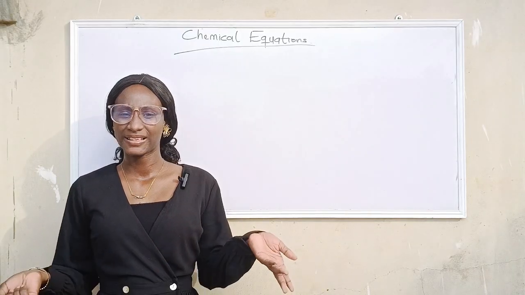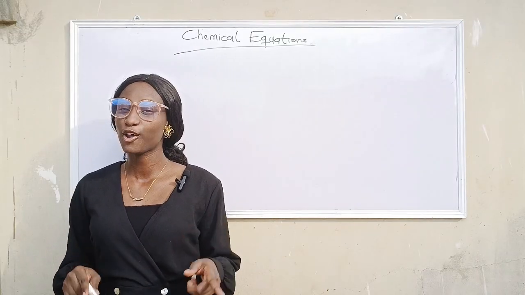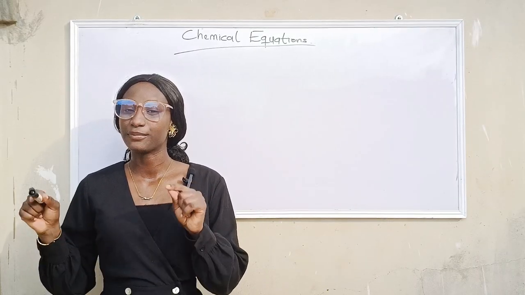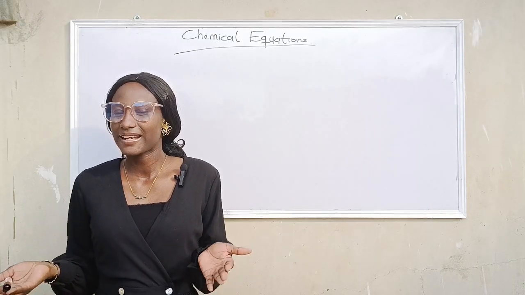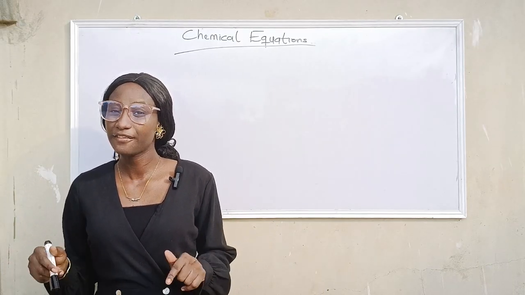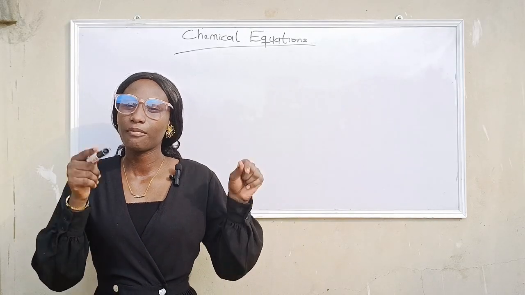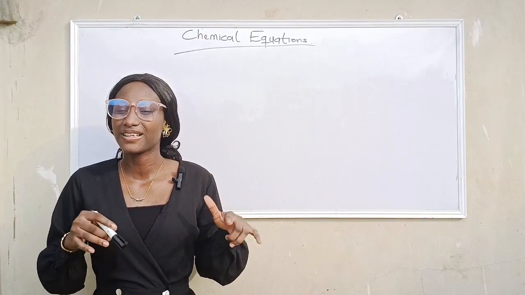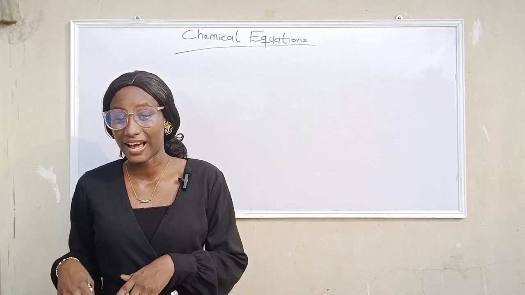Why do we need to balance chemical equations? Remember that there is a law in chemistry, which is the law of the conservation of matter, which says matter can neither be created nor destroyed. So, if matter can neither be created nor destroyed, definitely when you are writing a chemical equation, you have to make sure that the number of atoms you have in the left hand side is the same as the number of atoms you have in the right hand side for a particular element.